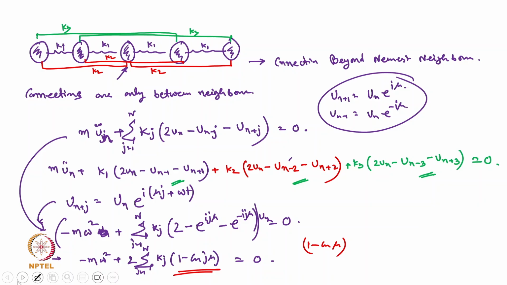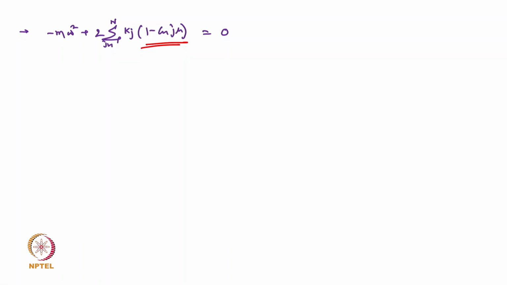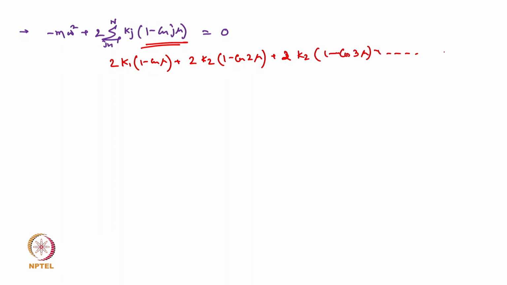is coming. So if I just try to expand it, if we see that minus m omega square plus 2 kj, and this is equal to 0, that we can get as a solution. So if we try to look in more detail at how it is coming, this portion is nothing but 2 into k1 into 1 minus cos mu plus 2 into k2 into 1 minus cos 2 mu plus 2 into k3 into 1 minus cos 3 mu, like this, equal to 0.